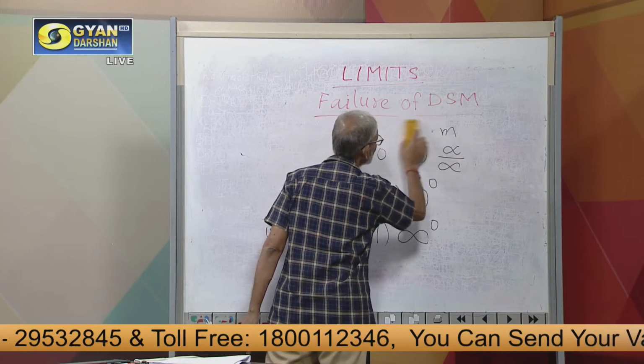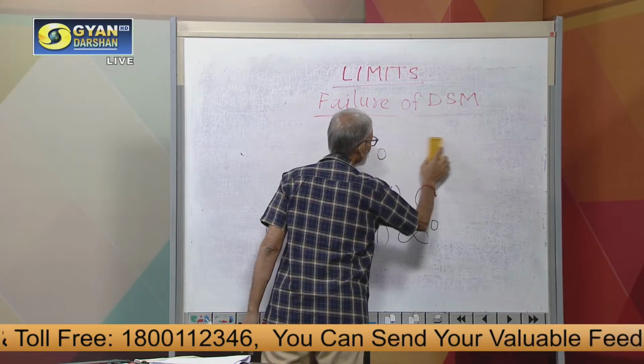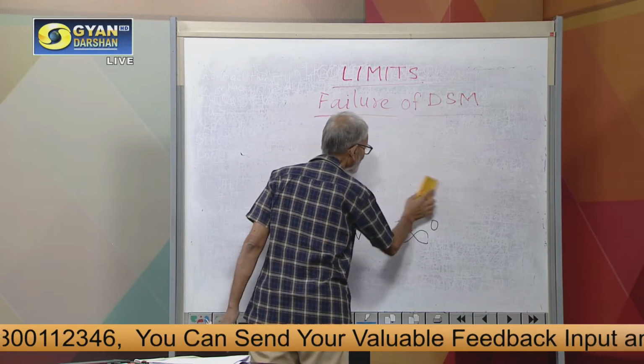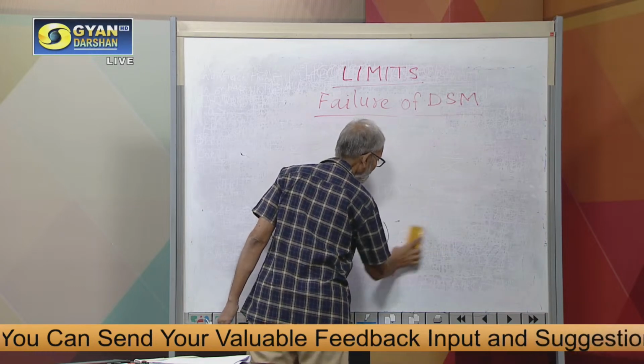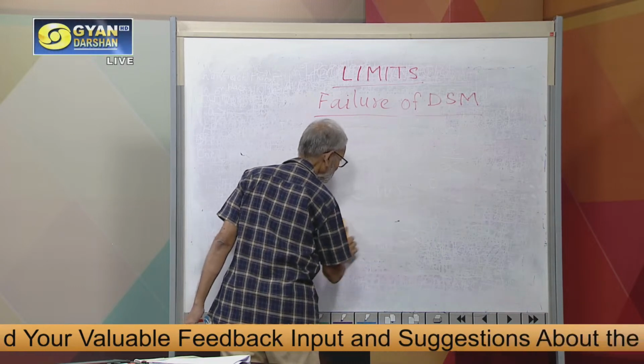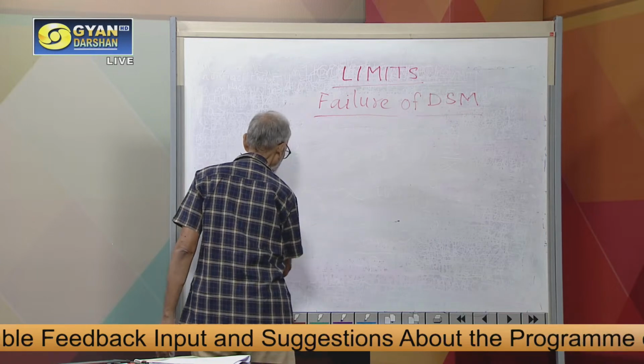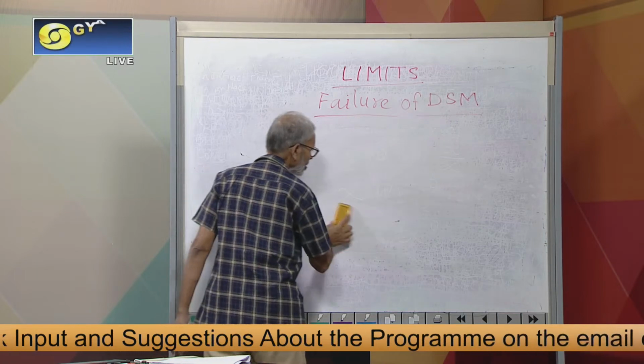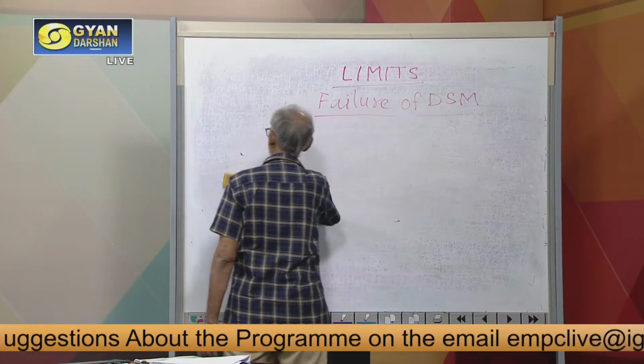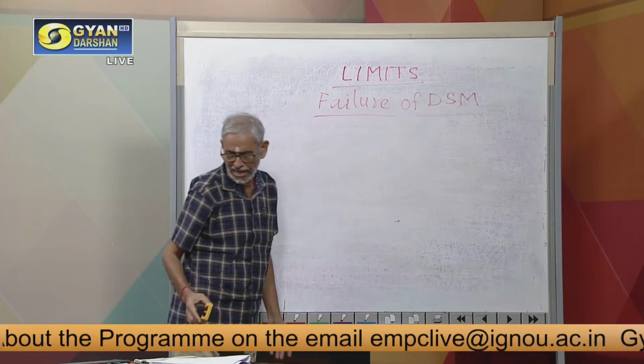But there are other methods. In the case of failure of direct substitution method, what are we going to do? The first method is factorization. Let us take an example.